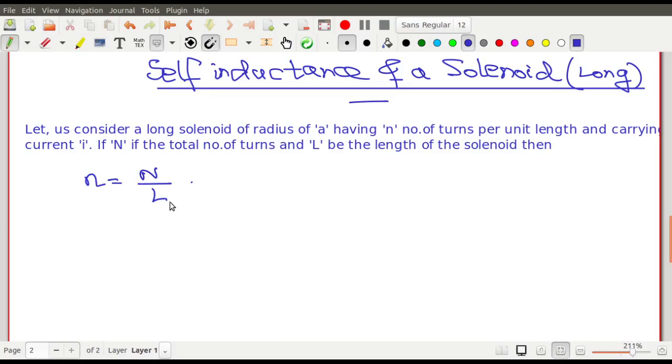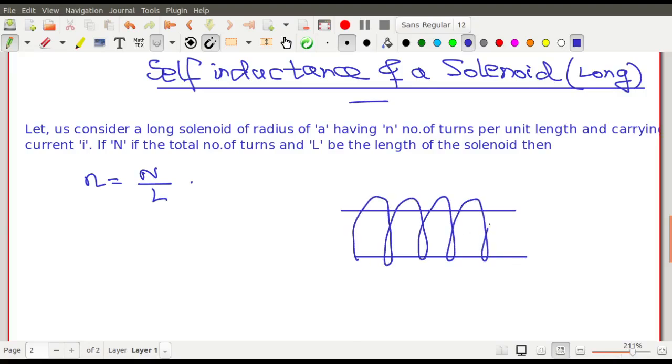This small n I can definitely write as capital N by L. Clear? So let us consider a long solenoid. I have considered that, and this is the number of turns per unit length. So what is the solenoid, as you know? This is a non-conducting material, and over this you wound some conducting wires.